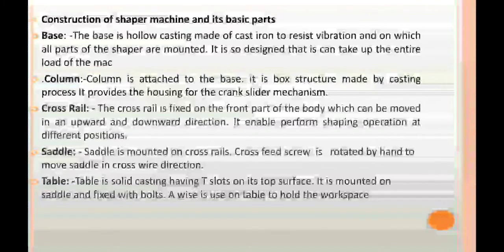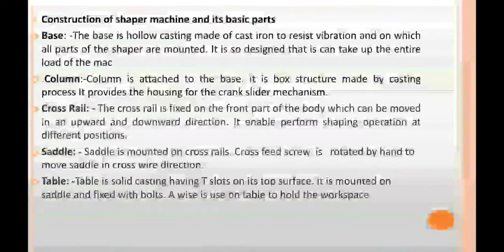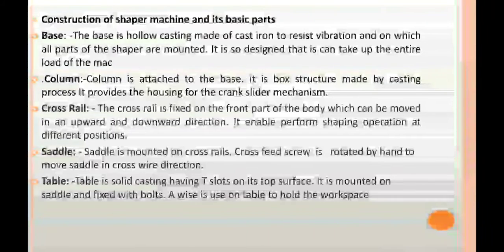Base. The base is a hollow casting made up of cast iron to resist vibration, on which all parts of a shaper are mounted. It is designed so that it can take up the entire load of the machine. Column is attached to the base. It is a box structure made by casting process. It provides the housing for crank slider mechanism.